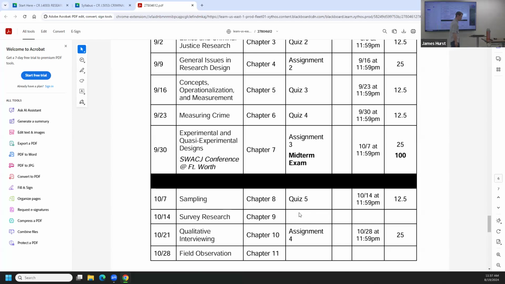This class is how to fish, not where the fish are. The other classes are where the fish are. If I want to learn about policing, that's the policing class. I want to learn about law, okay, law class. Corrections, you can take that one too. This one: how does everyone do that? That's what we're going to do, okay?